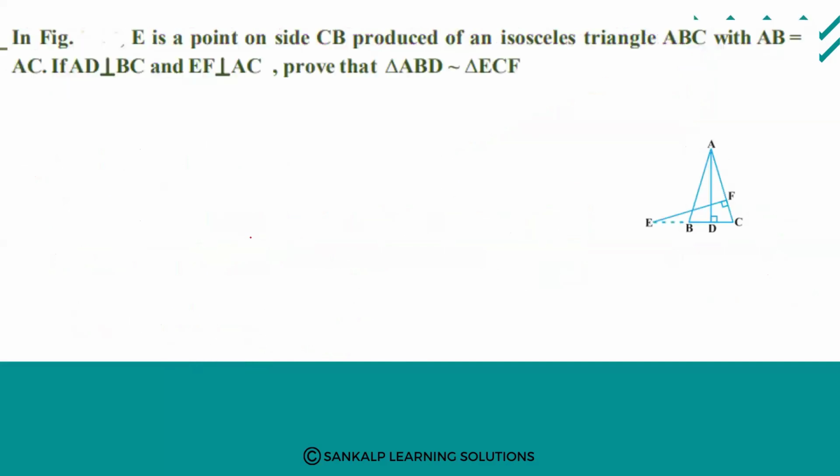Next, in the figure, E is a point on the side CB produced of isosceles triangle ABC with AB equal to AC. If AD is perpendicular to BC and EF is perpendicular to AC, prove that ABD is similar to ECF.